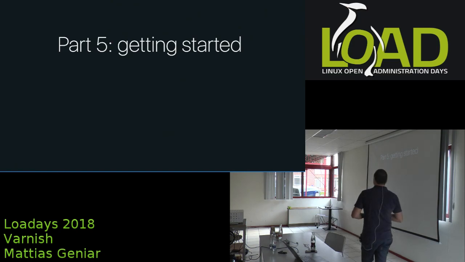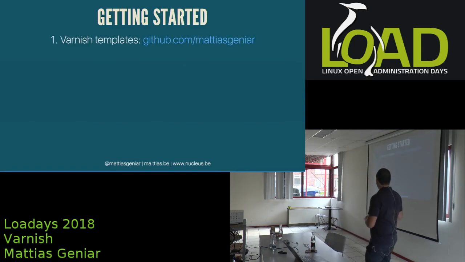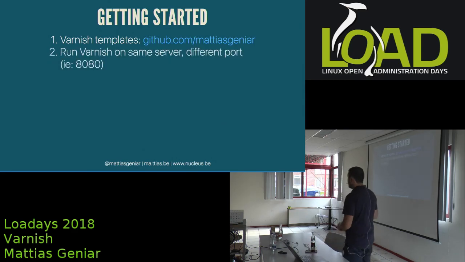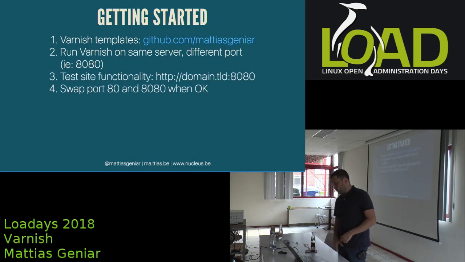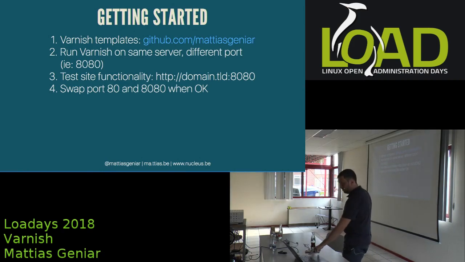How would you implement Varnish in your own stack? To get started, it's actually very, very easy. You install Varnish, obviously, part one. I run a lot of Varnish templates on my GitHub page, basically lessons learned from downtime or whatever from the previous years. Just run Varnish on the same server you run your web server, just on a different port. No harm done. Let your developers test it yourself, see if everything works. So you test your functionality, of course. You swap your ports. Basically, your web server goes to 8080, Varnish runs on port 80, and you're good to go.